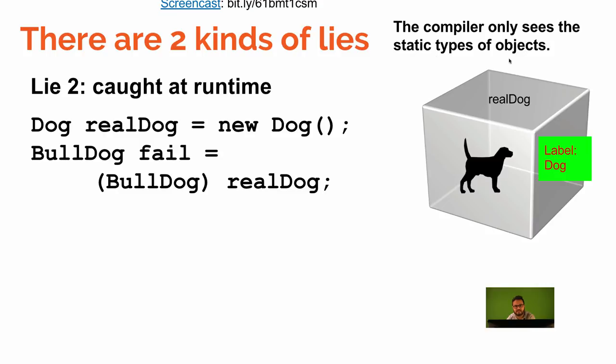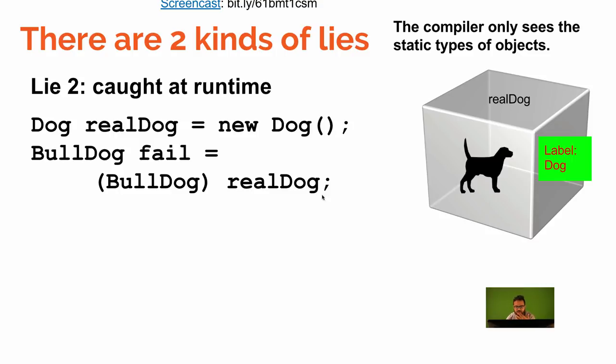The compiler only sees the static types of objects. What this means is the compiler cannot see what's inside. So again, imagine you're the compiler and you cannot see that inside here there is this dog. What is going to happen when you see this statement? You're going to create a box that says bulldog. It's going to label itself bulldog. And then you're going to tell the compiler, hey, compiler, believe me that inside this box that's labeled dog, there is actually a bulldog. Will the compiler believe you? Pause for a minute and think about it, and then I'll answer the question. So pause. Okay, the answer is that the compiler will actually believe you.